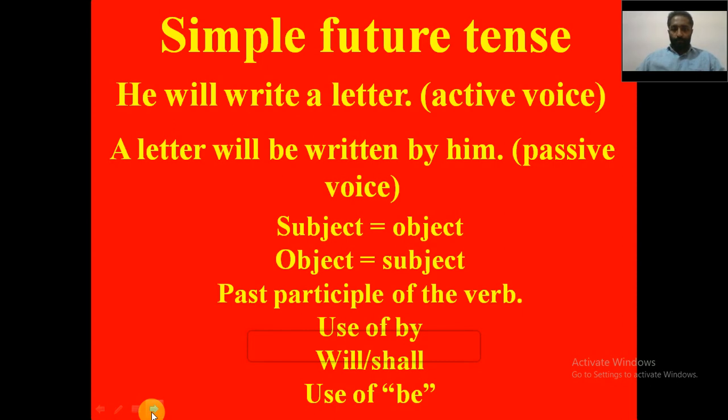Past participle of the verb write is in its first form. Written is the third or the past participle of the verb. Use of by, additional words will or shall because it is future tense. And the last thing to remember, we'll have to use a word called be. A letter will be written by him. So we have the subject called a letter. Will is added, be is added, past participle of the verb, by is added, and the subject becomes the object here. A letter will be written by him.